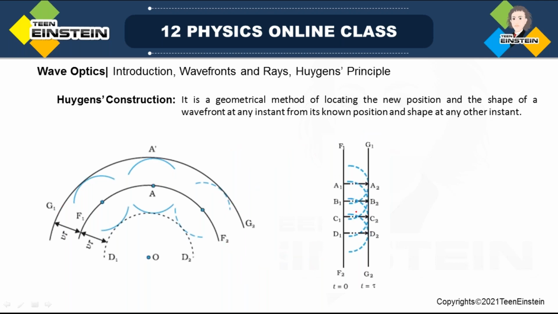Now let us see with the plane wavefront. See, this is f1, f2, the plane wavefront at t equal to 0. I want to see what is the size, shape, and position of the plane wavefront after time tau. So as we see, if you want to construct, you have to consider some points on the wavefront itself, and each source will produce a spherical wavefront of v into tau if the velocity is v.